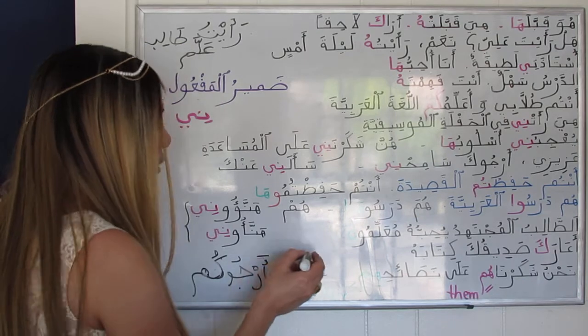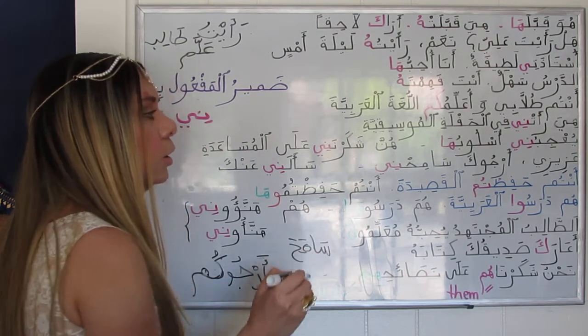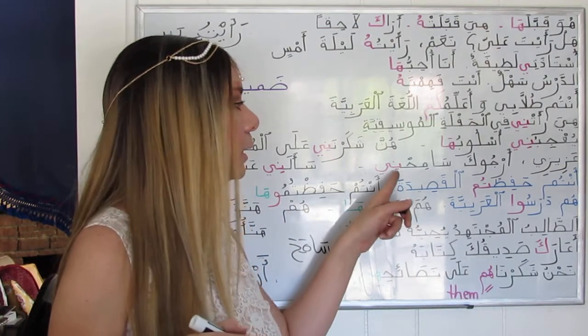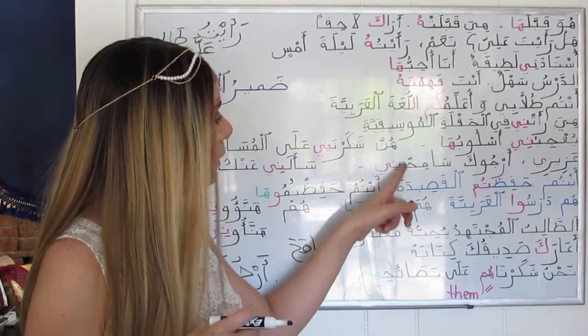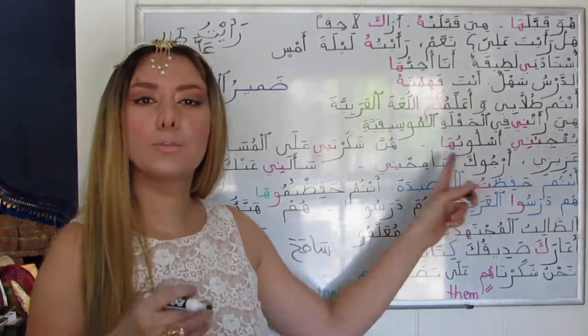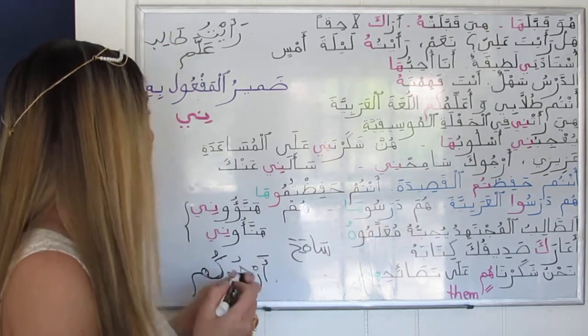سامحني. سامح, to forgive. سامح is conjugated in the imperative. You. سامحني, forgive me. With the ni, it means me. Dear, please forgive me. عزيزي, أرجوك سامحني.